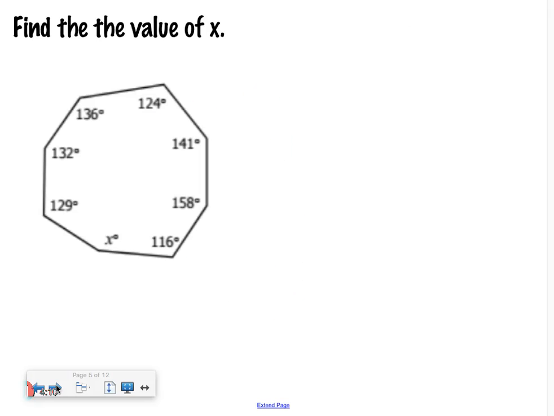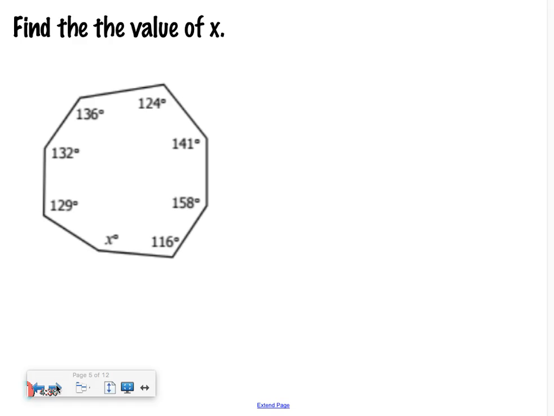Now let's try a little different example. How could we find x in this picture? First, you just find the total interior angle value, and then subtract all those added together from it. Perfect. So first you have to find the total angle amount, right?